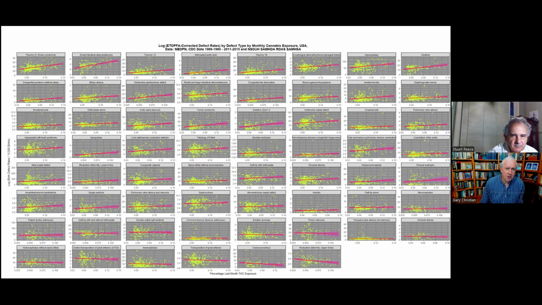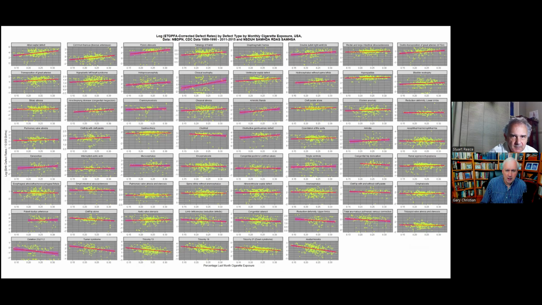Just go back over those two. So go back to tobacco and let it linger for a moment so people can get a fairly good idea. And then to cannabis. There's about 2 lines of defects there that have positive slopes.